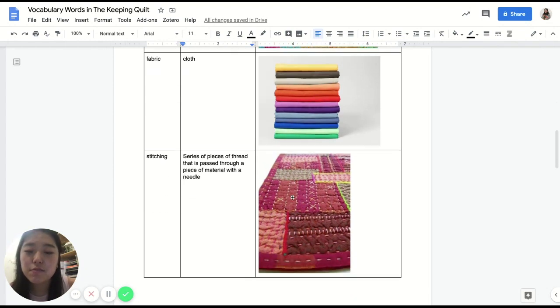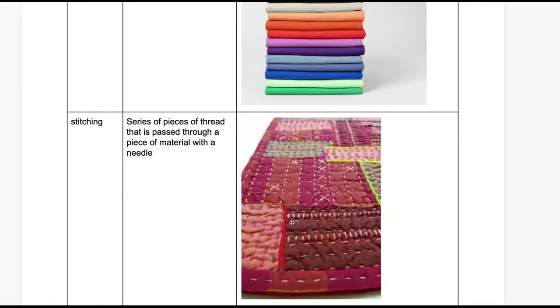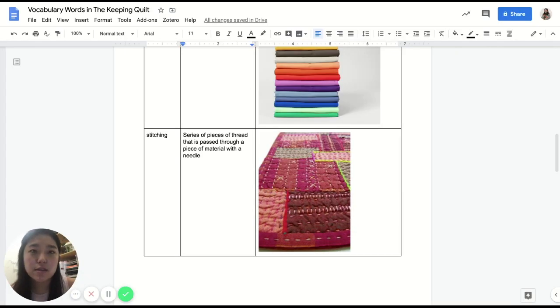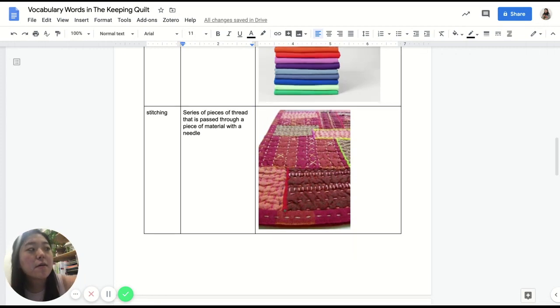Stitching is a series of pieces of thread that is passed through a piece of material with a needle. So here you see different types of stitches. Some are in an X shape, some just go back and forth. And some are thicker, some are shorter, longer. So that's what stitching is. It just keeps the material usually together or for decoration purposes. You can find this in your backpacks, on your clothes.